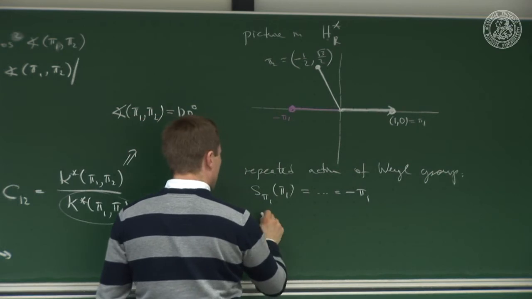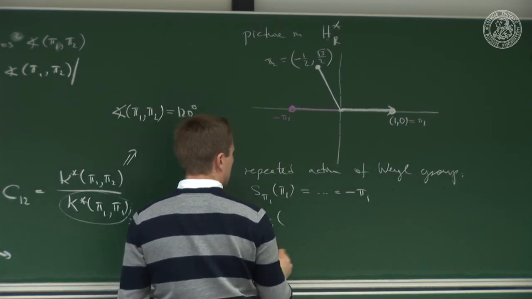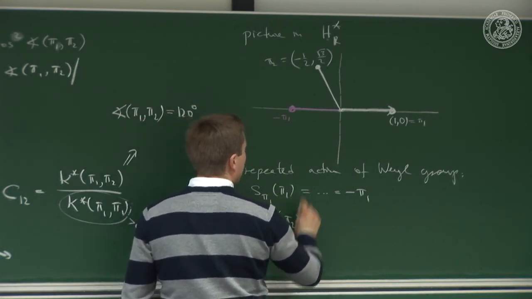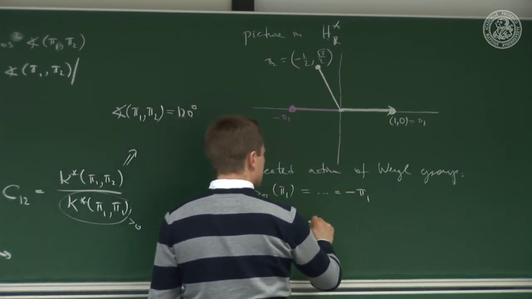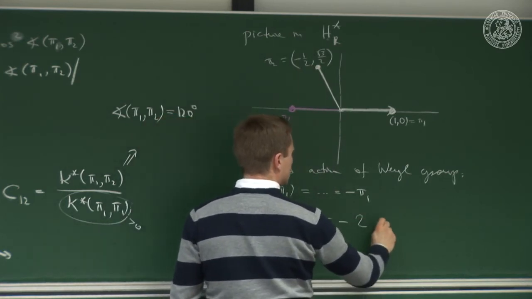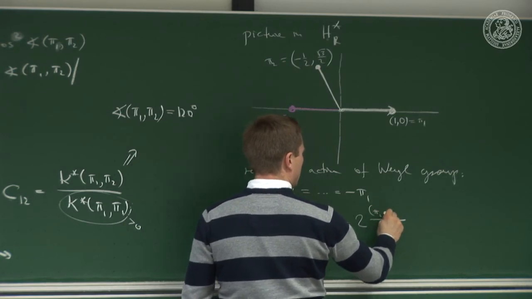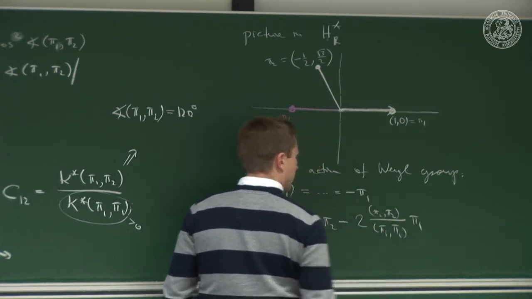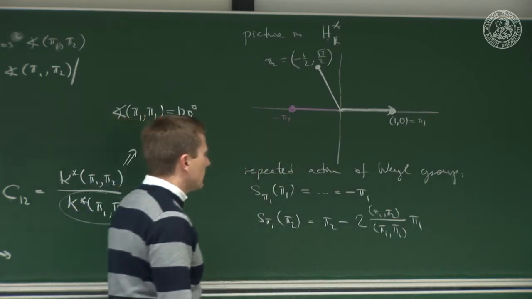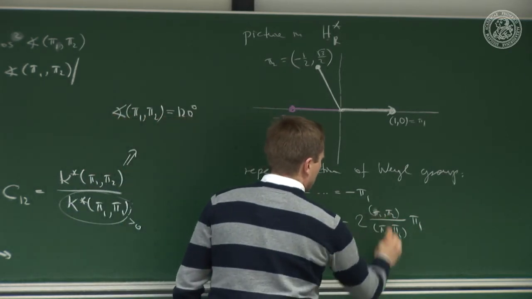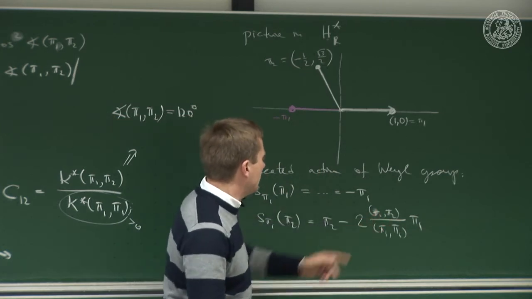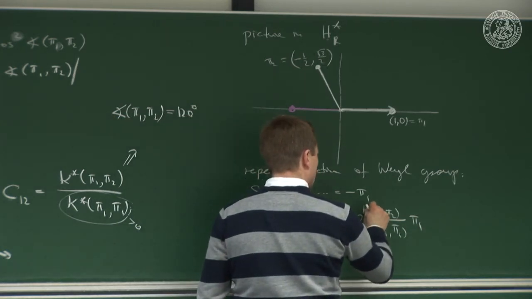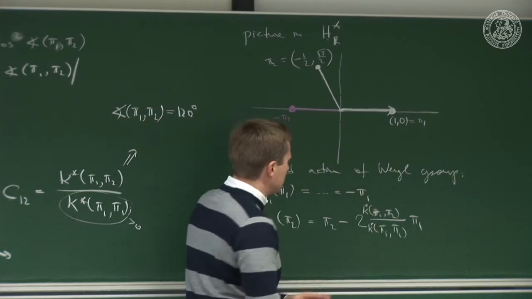We can act with the s pi1 Weyl transformation. We can act on the pi2. Now that's interesting. Let's write this down. This is pi2 minus 2 times, by definition, pi1 comma pi2 over pi1 pi1, times pi1. Now what does that yield? Well, that's pi1 pi2. We already know what happens between pi. So this is again k star, k star. What happens between pi1 and pi2?